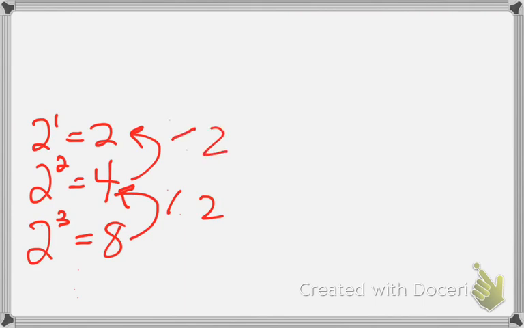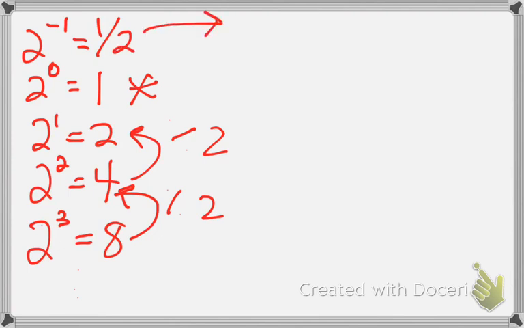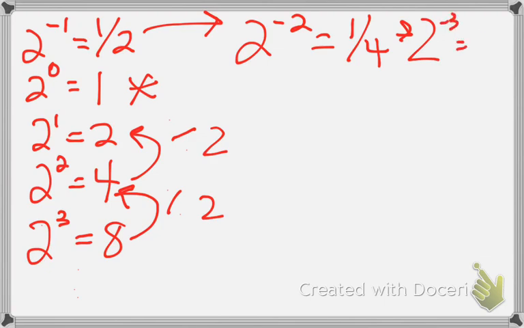We're going to do the same thing, so 2 to the 0 power, 2 divided by 2 is 1. So anything to the 0 power is 1. Now if we go into the negative exponents, we have 2 to the negative first power, divide that by 2, that's 1/2. 2 to the negative second power is 1/4, because you're dividing by 2 again, which is the same as multiplying by 1/2. Again, 2 to the negative third power is 1/8.